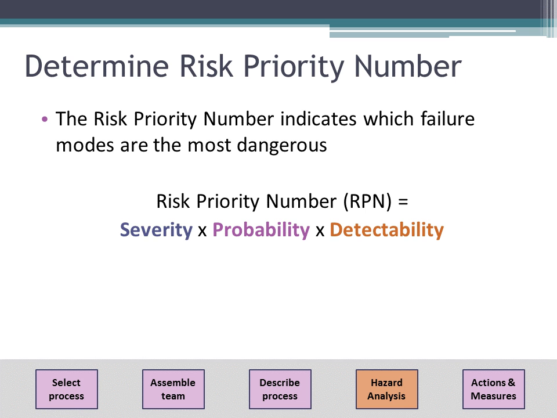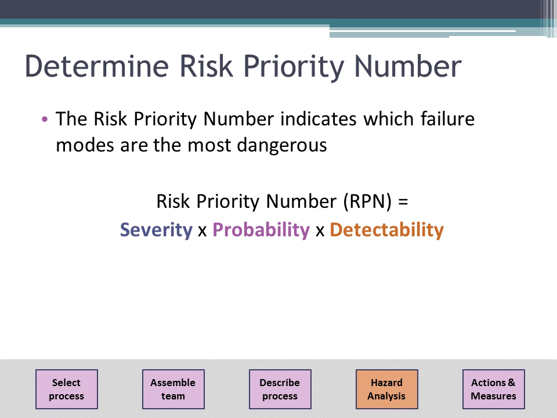So we use our reference scales to assign scores to each failure mode in terms of severity, probability, and detectability. And then once we obtain each of those values, we multiply them out and calculate a risk score for that failure mode. It's called the risk priority number, or RPN.